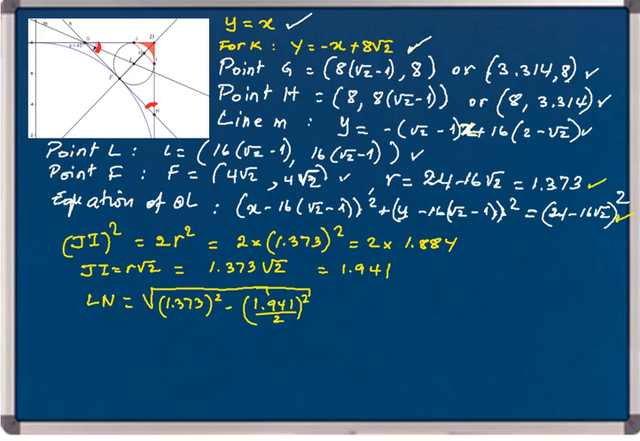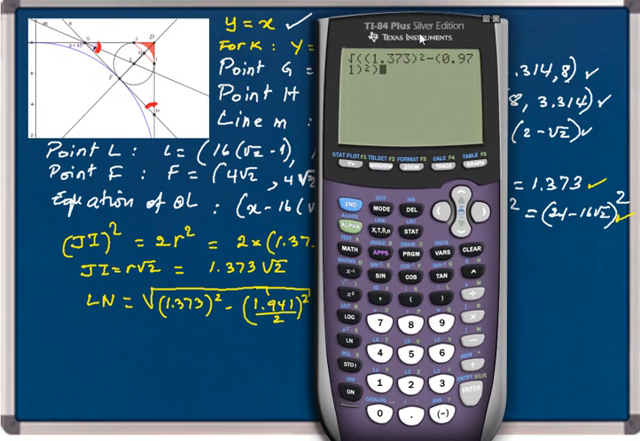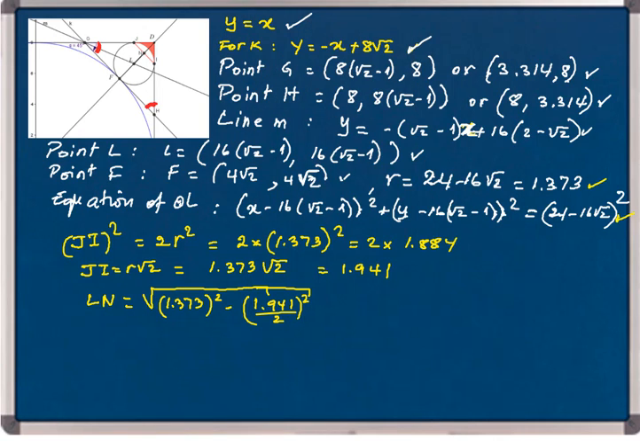Okay. Let's see. Let's bring our Texas Instruments calculator. We have the square root of 1.373 squared minus 0.971 squared. Let's find out what it is. Okay, 0.970. We can take 0.970. All right, that's fine.